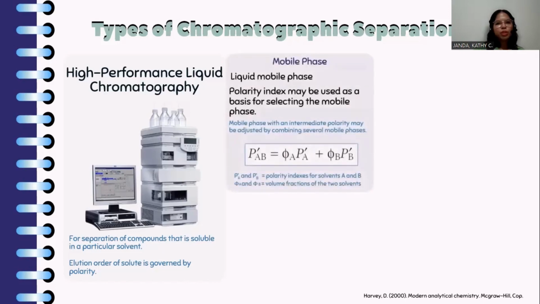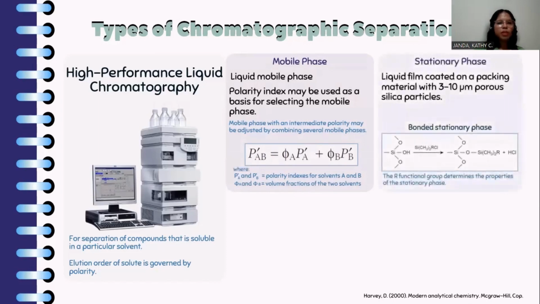The mobile phase used in HPLC is a liquid solvent or a combination of solvents that carries the sample through the chromatographic column. The polarity index may be used for selecting the mobile phase where a larger value denotes a more polar solvent. As for the stationary phase, a liquid film coated on a packing material with 3 to 10 micrometer porous silica particles are used.